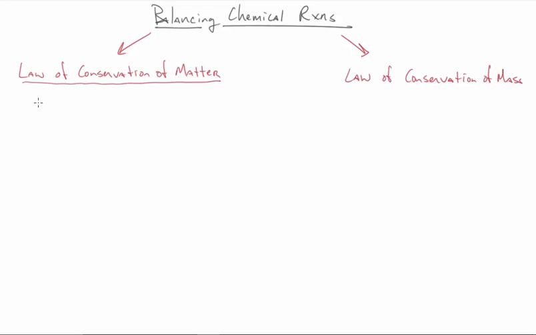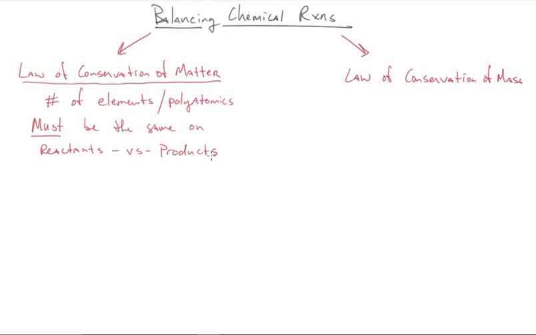Essentially what this tells us is that the number of elements or polyatomic ions on each side of a reaction must be the same, because we can't create or destroy matter. So if I have 55 hydroxides on one side, I've got to have 55 hydroxides on the other. What I've got written here is that the number of elements or polyatomics, because we're going to keep polyatomic ions grouped together if we can, must be the same on both sides of a reaction, which we now refer to as the reactants side and the product side.